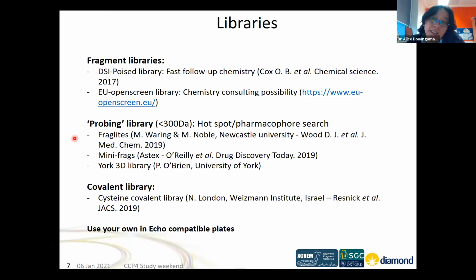And the mini frag, basically, you have to soak in extremely high concentration. And I think we have the soak at 1 molar concentration now. And then there's the York 3D library that we've been assessing also as part of the probing library, which are more 3D-like. And then we have the Covalent library from near London that we've used quite a lot now on the viral proteases in COVID-19. Of course, you can also use your own library as long as they are in the ECOPAN compatible plates.